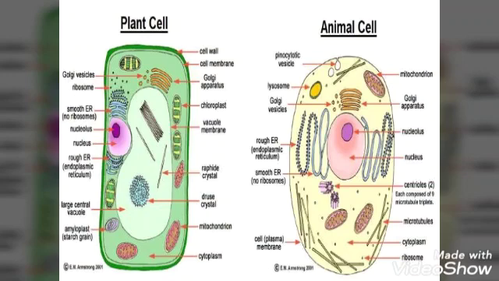And the next organelles are centrosome and centrioles. Centrosome is found only in eukaryotic animal cells. It is not bounded by any membrane but consists of centrioles. Centrioles are hollow, cylindrical structures arranged at right angles to each other and made up of microtubules. Centrioles help in cell division and also help in the formation of cilia and flagella.